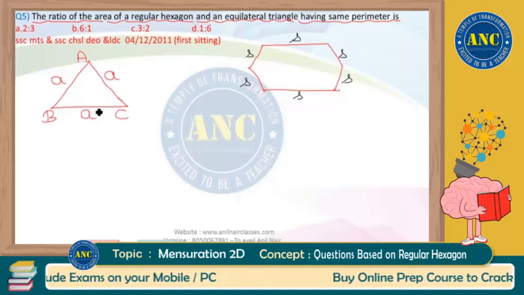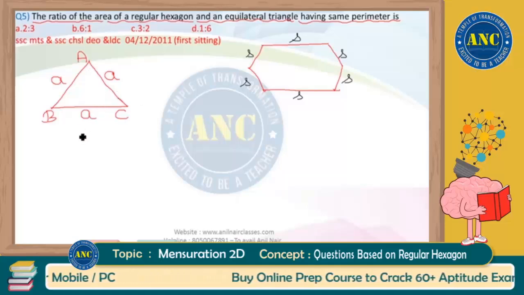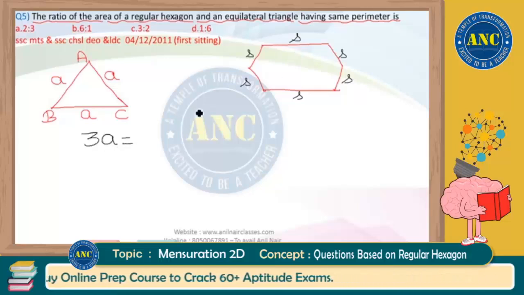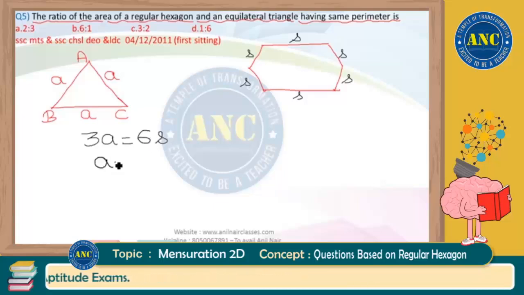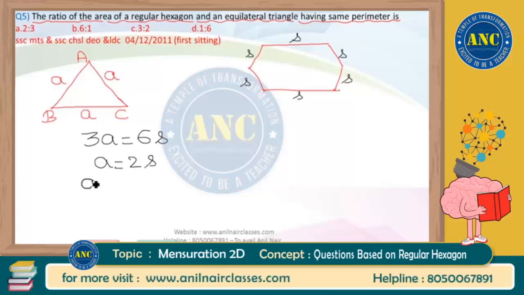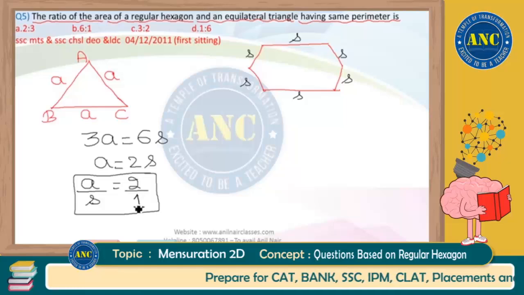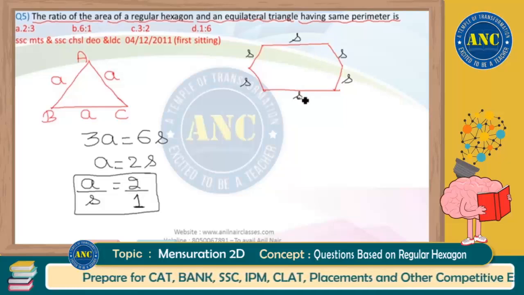That means the perimeter of an equilateral triangle is nothing but 3 times a. Similarly, the perimeter of a regular hexagon is 6 times s. So this becomes 3a equals 6s, or a is equal to 2s, or a by s is equal to 2 by 1. That means a according to this fraction is 2 units, so each side of the equilateral triangle is 2 units. s according to this fraction is 1 unit. That means every side of the regular hexagon is 1 centimeter.